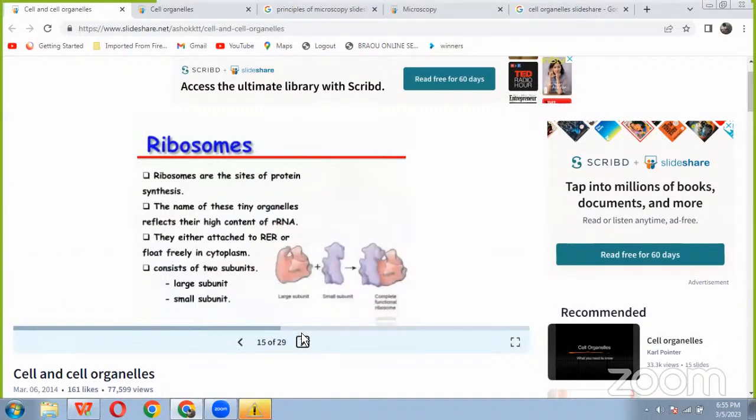Okay, next one is the ribosome. Ribosomes are mainly for the synthesis of protein. What is the importance of the ribosome? Synthesis of the protein. They have a high content of rRNA, and are attached to the rough endoplasmic reticulum. They consist of two subunits, a larger subunit and a smaller subunit, measured in Svedberg units.